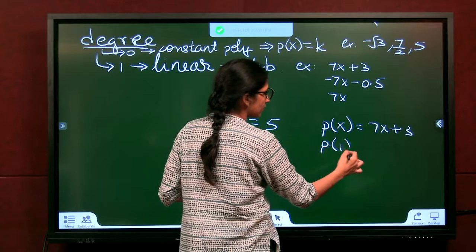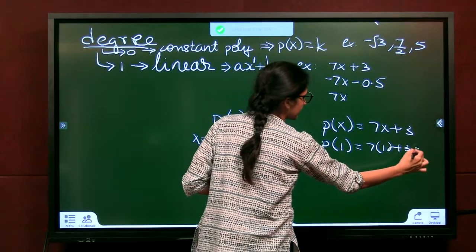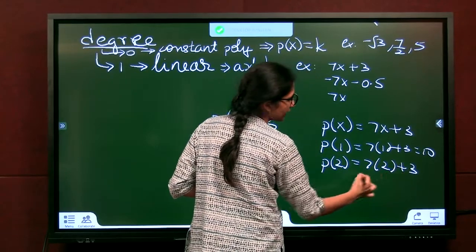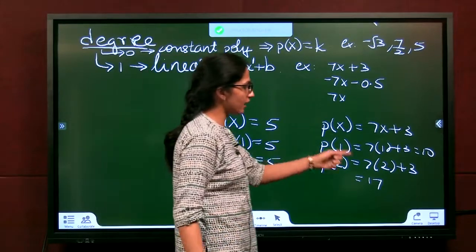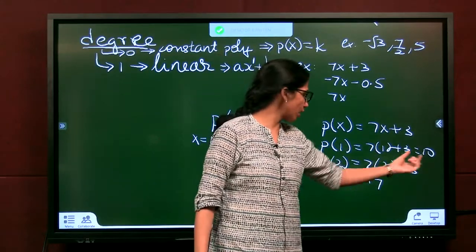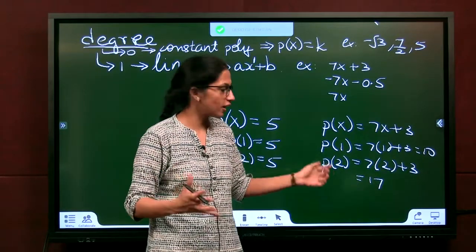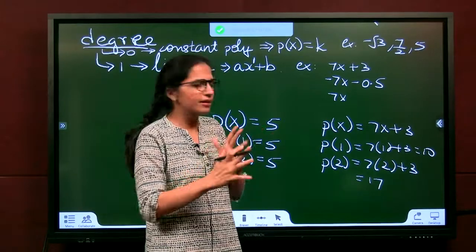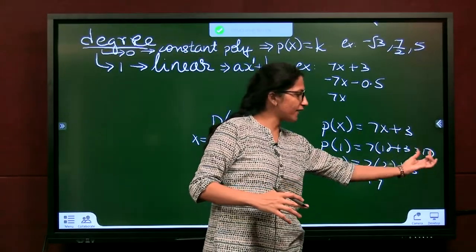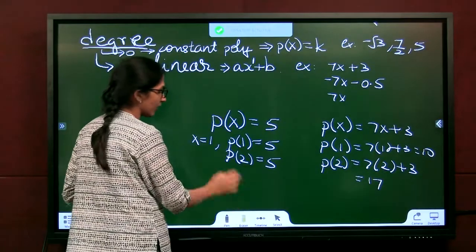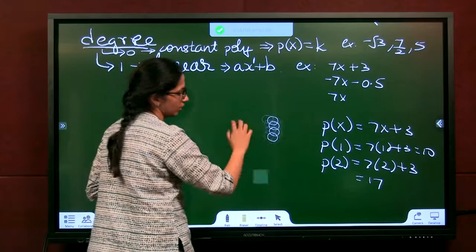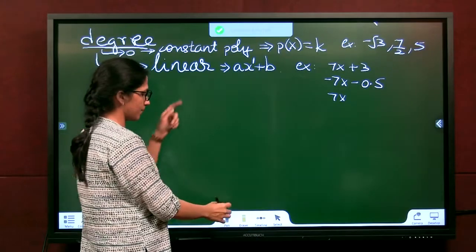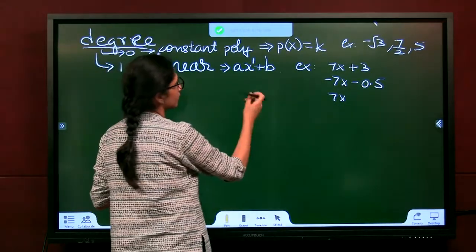P of 1, 7 into 1 plus 3, 10. P of 2, 7 into 2 plus 3, 14 plus 3, 17. See, the polynomial expression, the value is changing. You put 1, you got 10. You put 2, you got 17. It's a function. You are putting some number inside this x. Inside p, it's like a machine. There's some input, there's some process happening. This is the process. And it finally gives you a result. So I hope you understood why I call polynomial a function. Okay, coming back to these examples, what did we realize here? A cannot be 0. A cannot be 0.